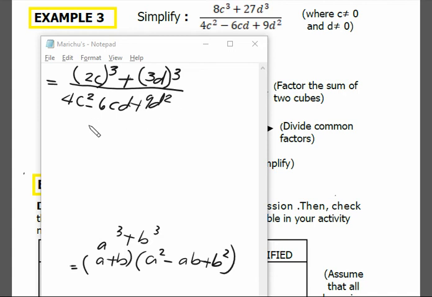Okay, now in applying this special product, this is now the a, and our a is 2c. So let me write it here, 2c. And your b is 3d.